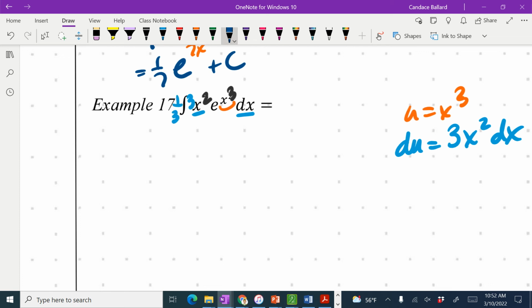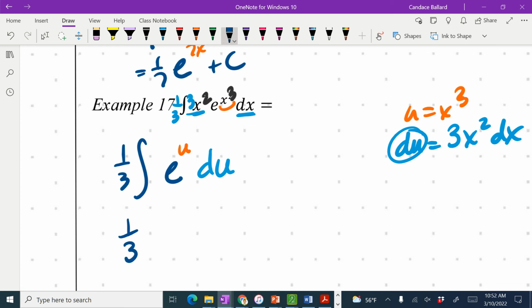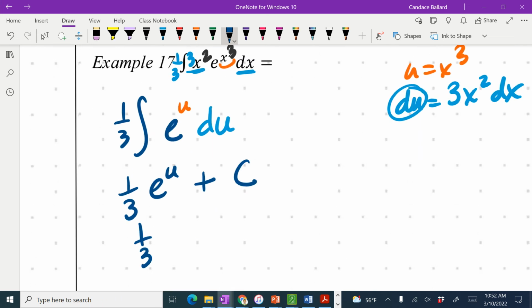1/3. Good. So we've got 1/3 the integral of, we know it's going to be e to the u. And then for the 3x squared dx, we're substituting in du. All right, when we integrate e to the u, what do we get? E to the u plus c. And then we're going to substitute in the u. So e to the x cubed plus c.